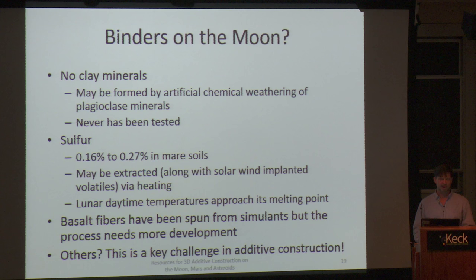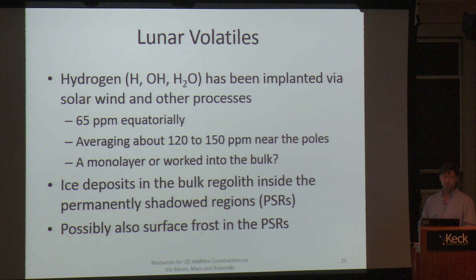There are volatiles on the moon as well. Hydrogen has been implanted by solar wind over long periods of time. It's about 65 parts per million equatorially, higher than that near the poles where it's cooler. There's still some question whether it's just a monolayer deposit on the surface or whether it's been worked into the bulk.